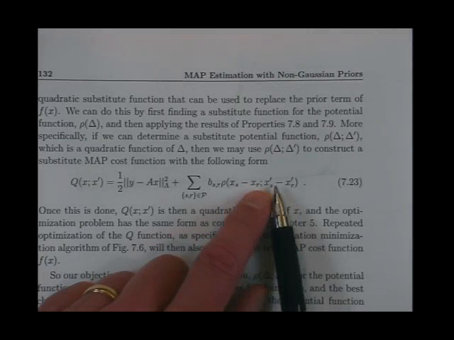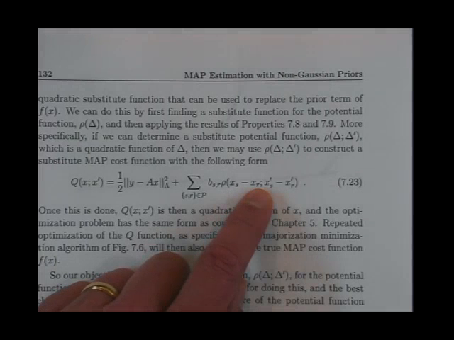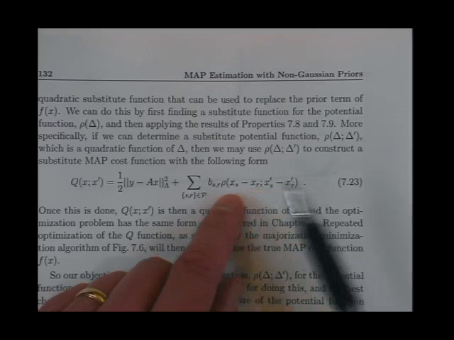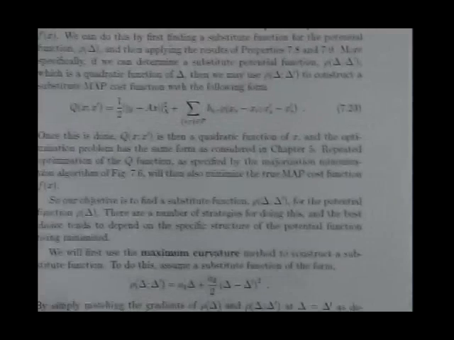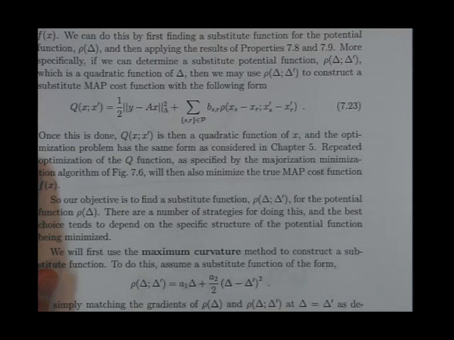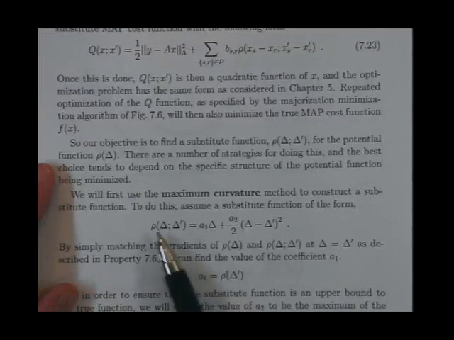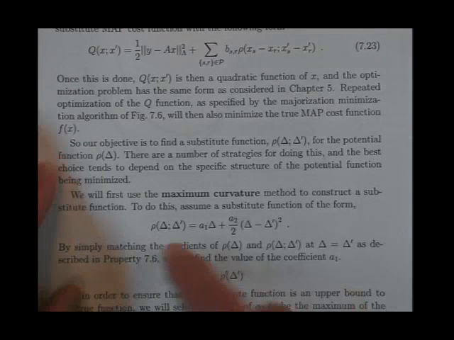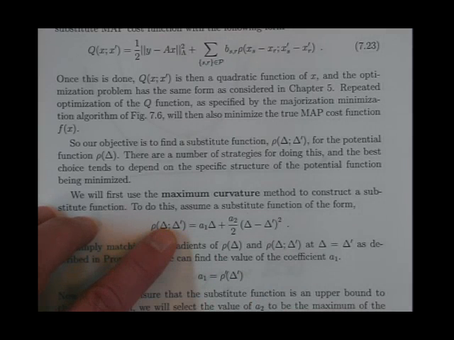But you see the prime, what's the difference between having the prime here and not having the prime? That's critical. The prime is the previous value. The unprimed case is the next value, okay? So here we need this function rho of delta semicolon delta prime, right? Now we know it's going to be a quadratic function of delta. Delta here is the difference between the pixels, and delta prime is the old difference between the pixels, and delta is the new difference between the pixels, okay?